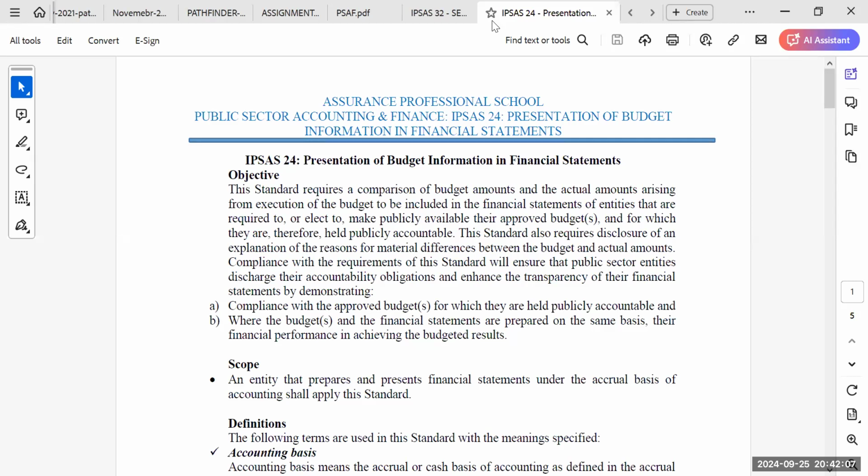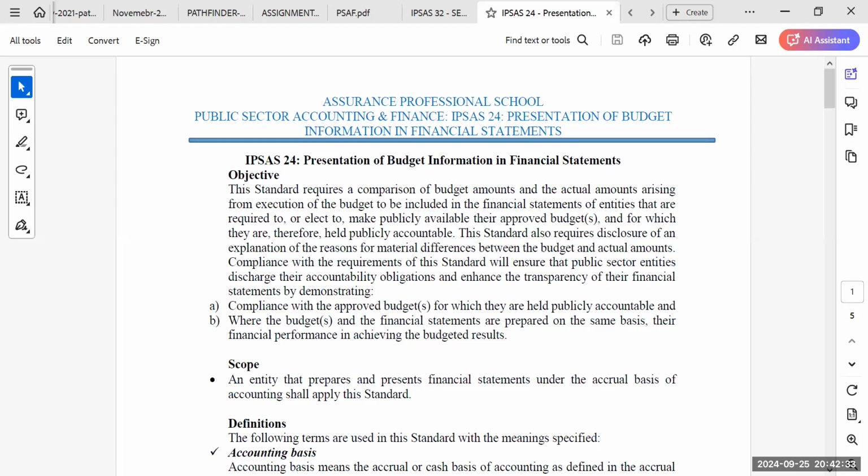Okay, so this one we are talking about is to ensure compliance with the approved budget. The question will ask you, why should we include budget information in the financial statement? We have looked at that last time, where we say that it shows compliance with the budget. It also improves what we call comparability and all those things. They can also ask you those questions. It's not a big deal.